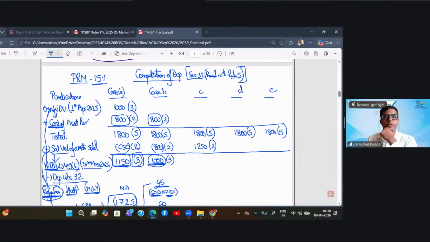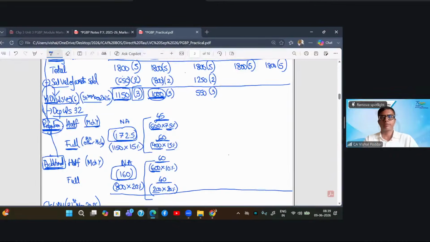Now, since this is 1250, what is the balance left? So my WDV is only 550. Right? Clear? Now pay attention. Again here, half, full. Now we have to take the breakup of this 550. Pay attention. Now this 550 I have to use in half and full.